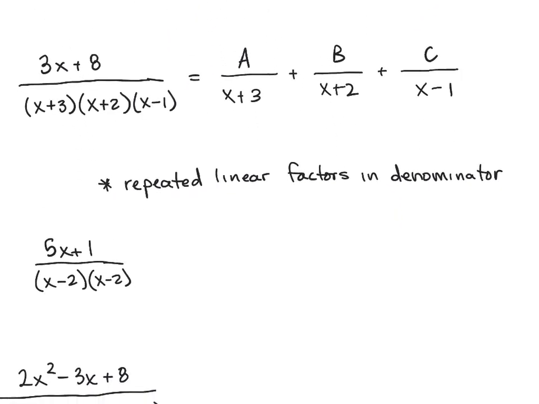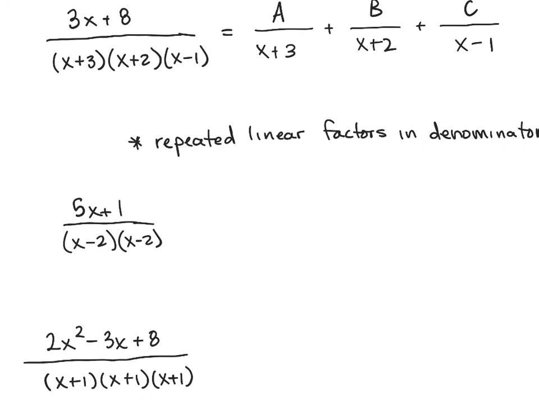Now, the second case is if you have what are called repeated linear factors in the denominator. Repeated obviously means that the factor appears more than once, so x minus 2 here appears twice. So the form of the partial fractions is going to look slightly different. It is still true that the number of partial fractions is equal to the number of factors. And even though x minus 2 appears twice, it's still 2 factors. So you're going to have 2 partial fractions.